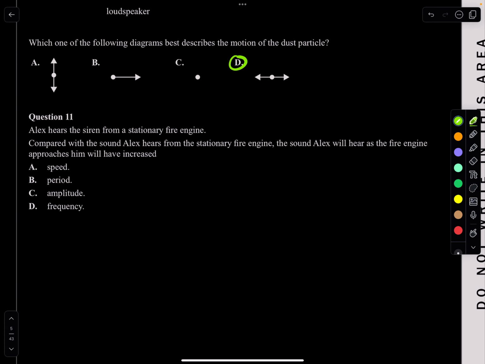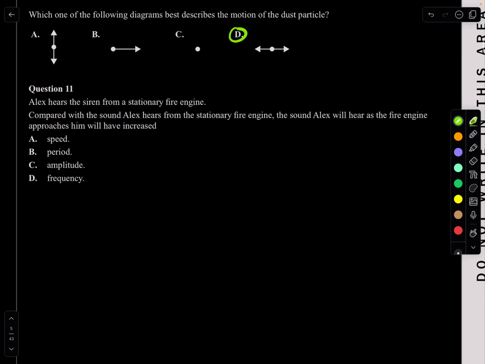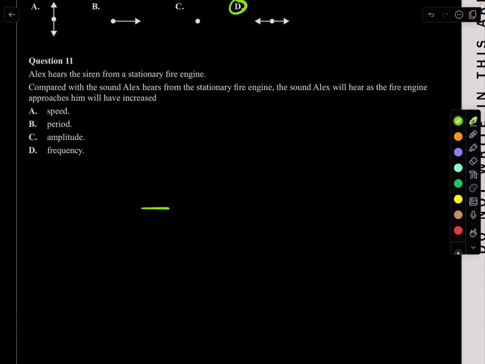Question 11. Alex hears the sirens from a stationary fire engine. Compared with the sound Alex hears from a stationary fire engine, the sound Alex will hear as the fire engine approaches him will have increased what? All right. So if you don't know, say this is the fire engine, and it's actually approaching Alex. So let's call this guy Alex.